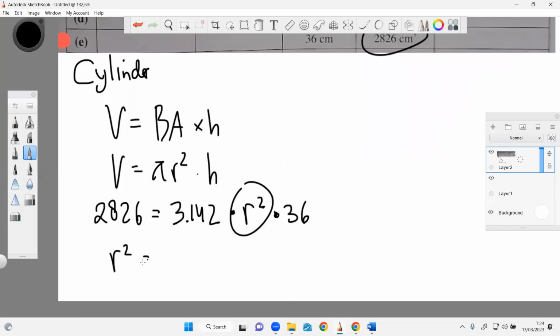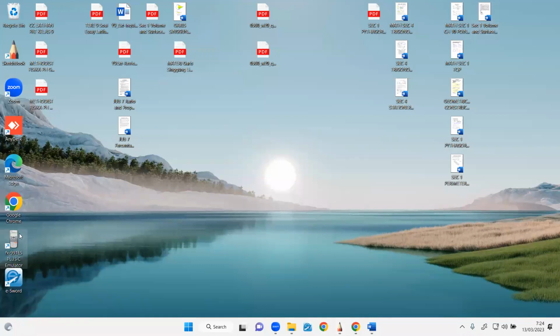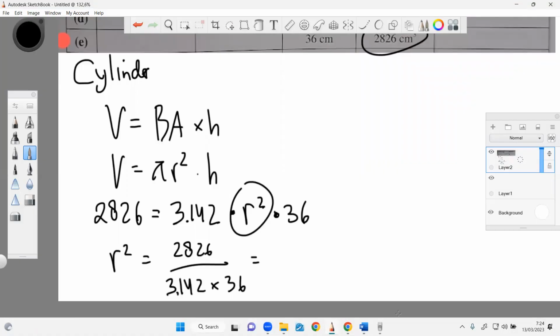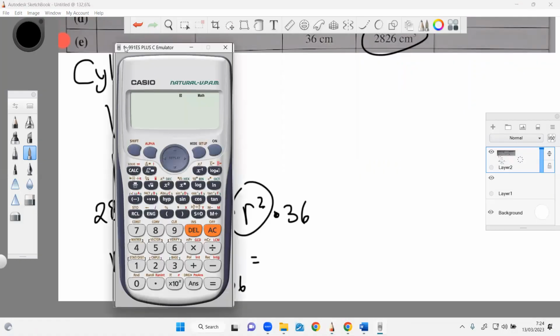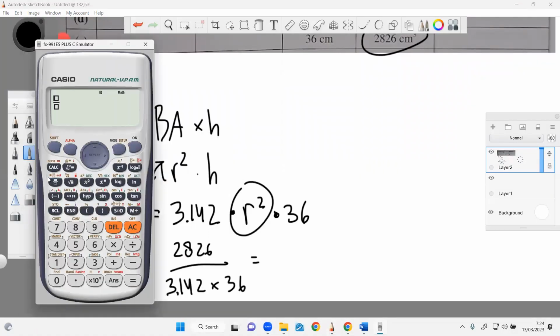You divide 2,826 by all the bottom. Get the idea? Okay, what's the answer? Put calculator better. You may use your calculator. 25? Oh, it's a good number. I hope so. No, I rounded off. Yeah, no problem.